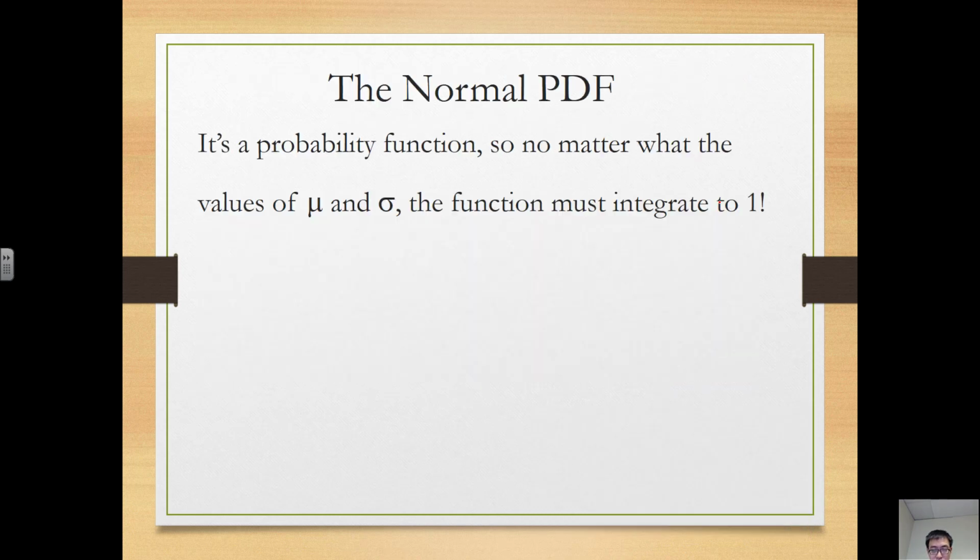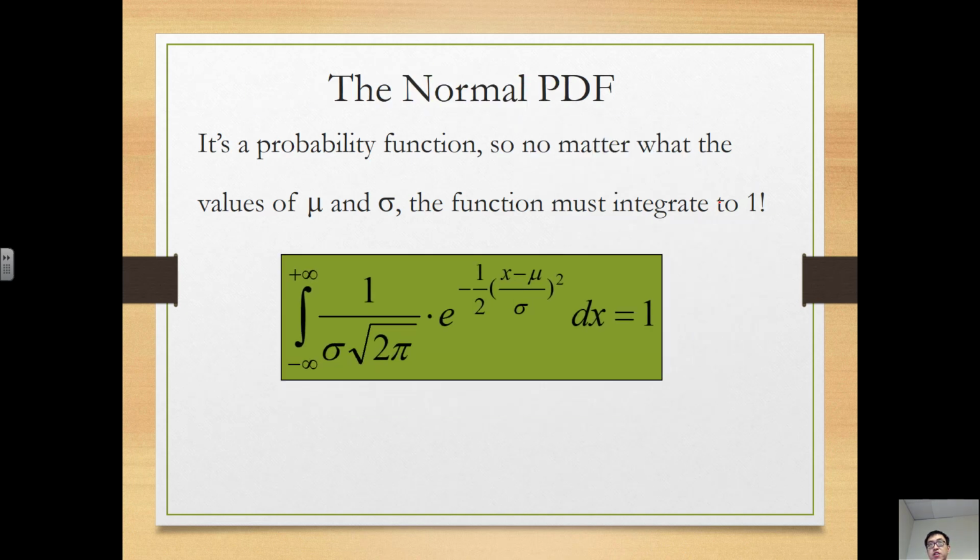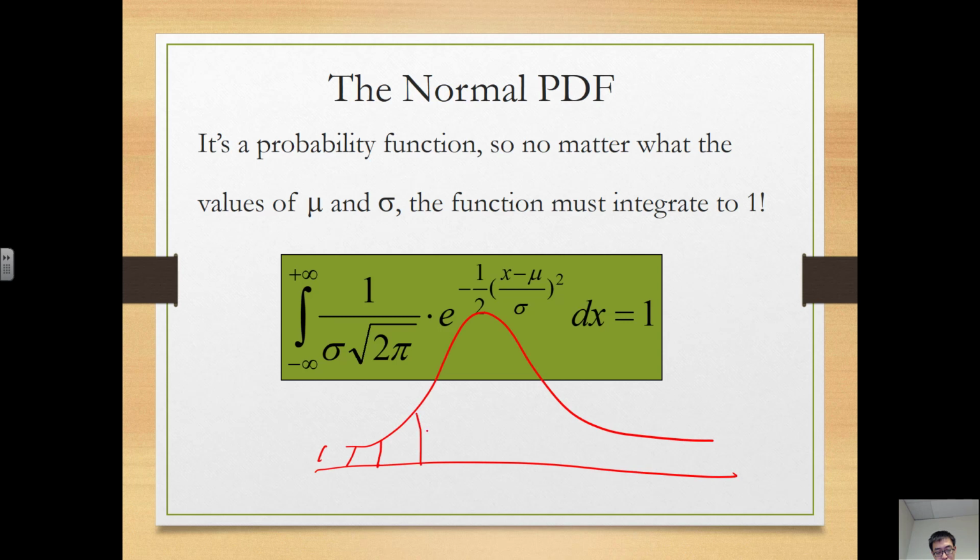Because it's a probability density function, the integral from negative infinity to positive infinity should be 1. That's what a probability density function has to satisfy. In other words, if you have a normal curve like this, the area under the curve should be 1. Okay, so this is normal.